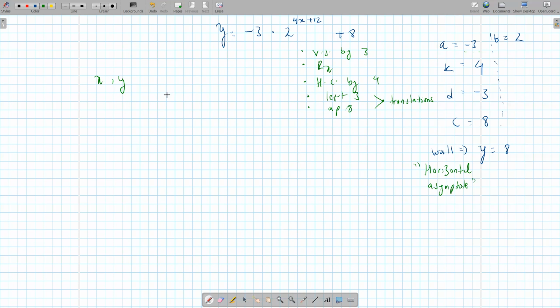2 to the power of x. Any point (x, y) from the parent function becomes (x over k plus d, ay plus c). This is called the point mapping rule, and you're going to use this for transformation for literally any function they give you.